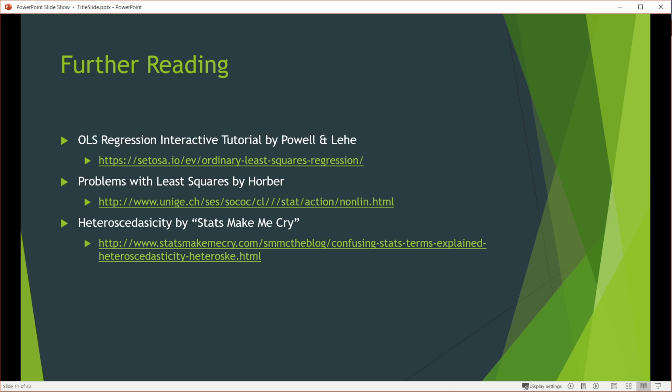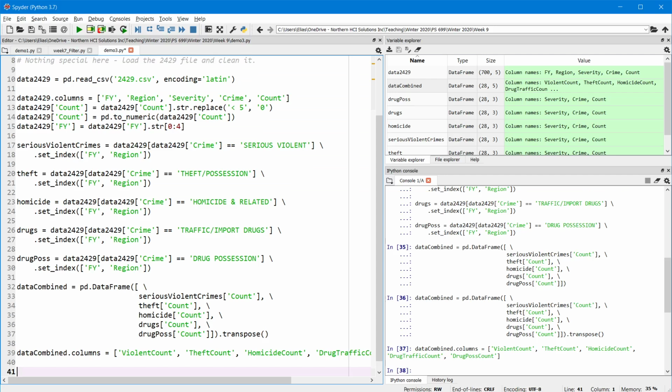If you want to read on further, there are extra resources that will be listed in the course notes or in the video description below. You can take a look at these. I specifically suggest the interactive tutorial by Powell and Lehe, the problems with least squares by Horber, and finally, all about heteroscedasticity by the Stats Make Me Cry tutorial. Great website, by the way.